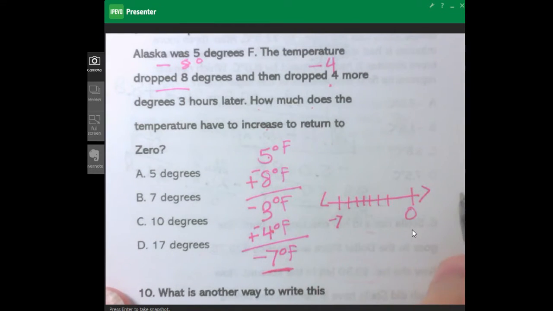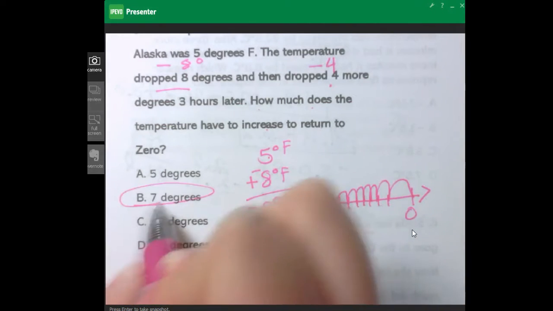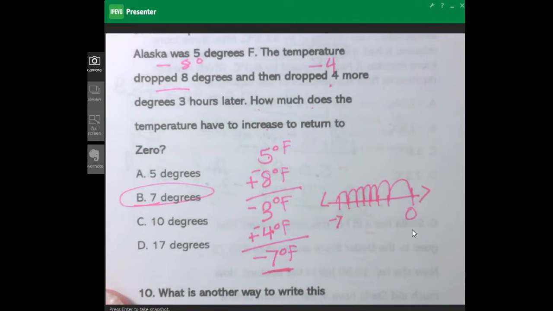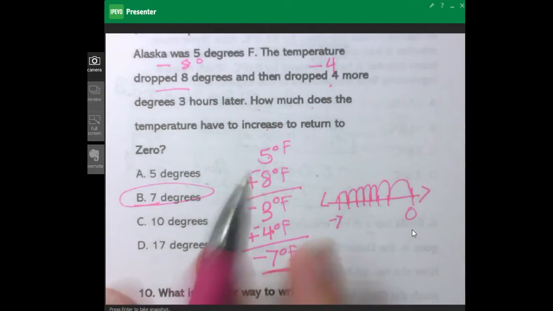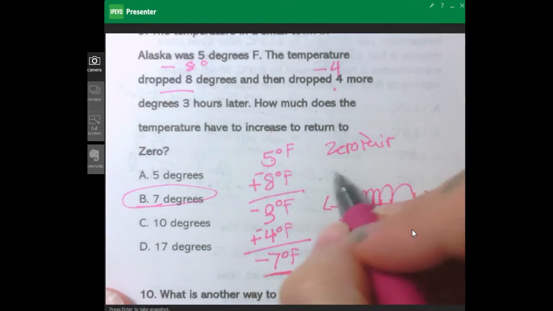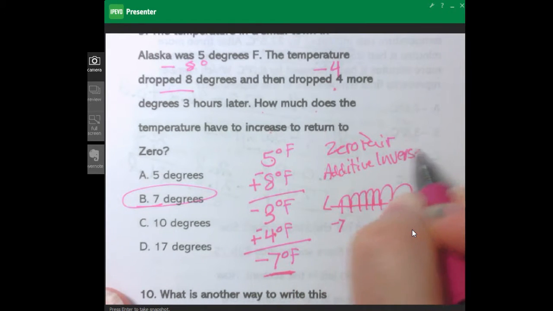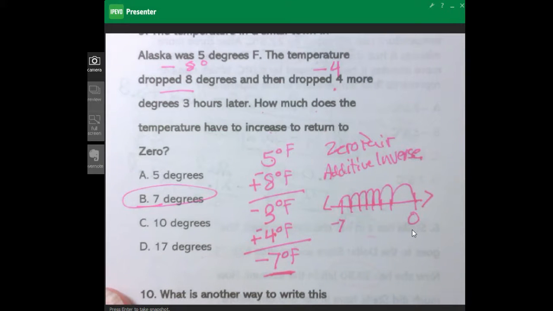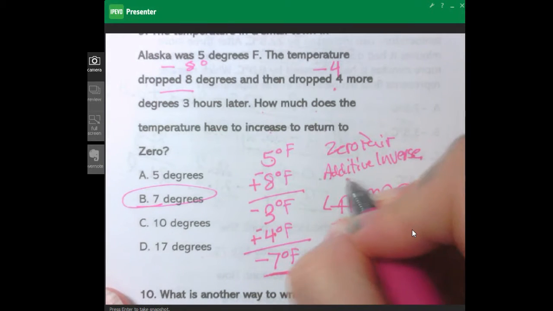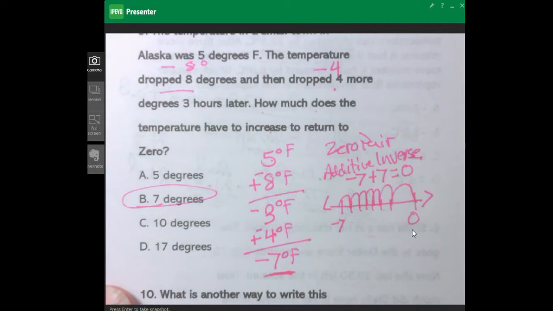So let's look. Okay, so let's count. It's going to be 1, 2, 3, 4, 5, 6, 7 to get back to 0. So this is 7 degrees to get back to 0. Remember, this is what's called a zero pair or additive inverse, where we take two numbers that are opposites, we add them together, and they get 0. Saying -7 plus 7 is equal to 0.